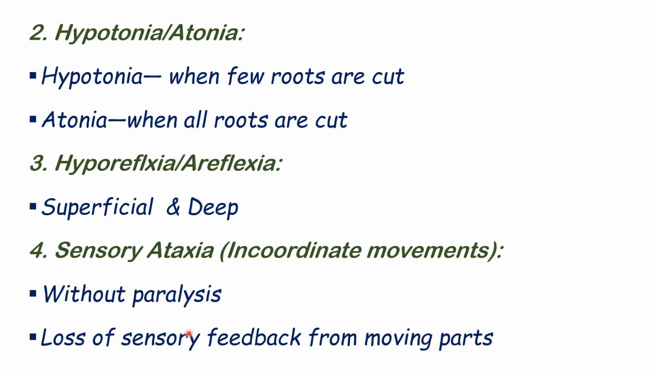So there is smoothness of movement, and this depends upon the sensory feedback from the moving parts of the body, like the muscles, joints, etc. They send feedback to the spinal cord, and your movements are smoothened. When the posterior root is cut, there is loss of sensory feedback from the moving parts. So there is incoordination and there is ataxia. That is why the term is sensory ataxia, because there is no paralysis, no motor involvement.